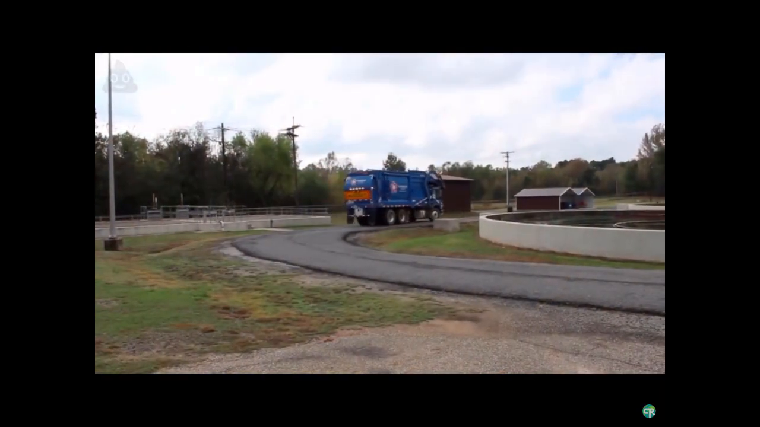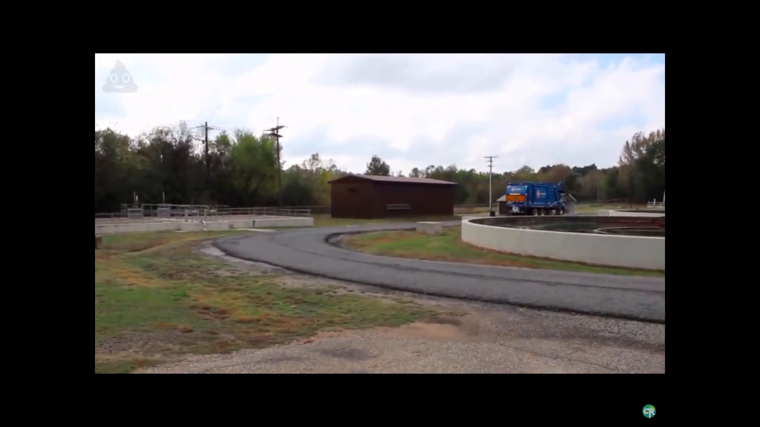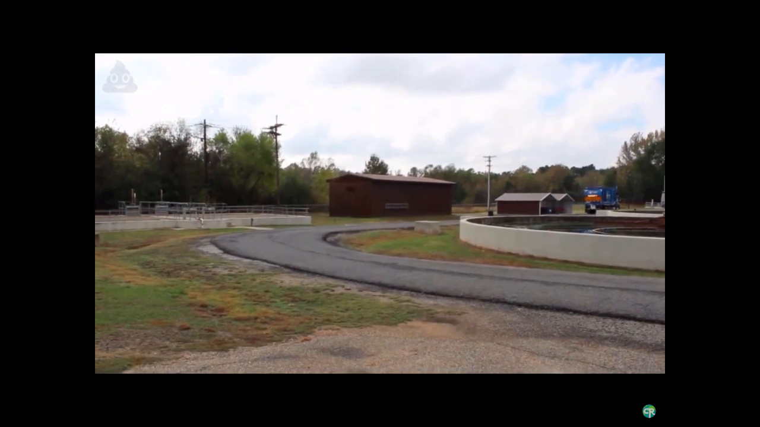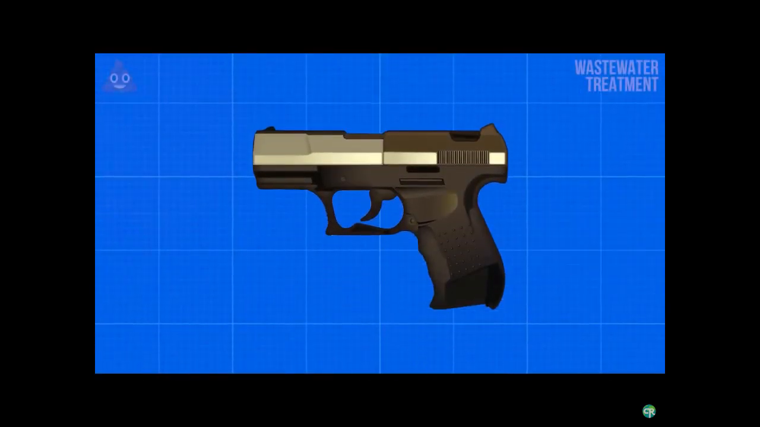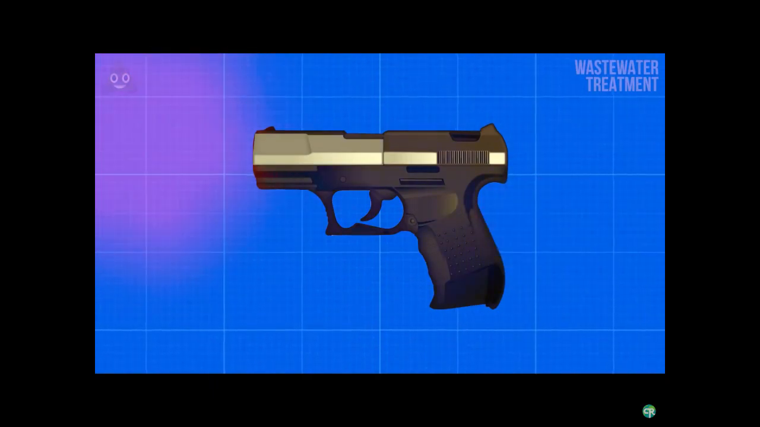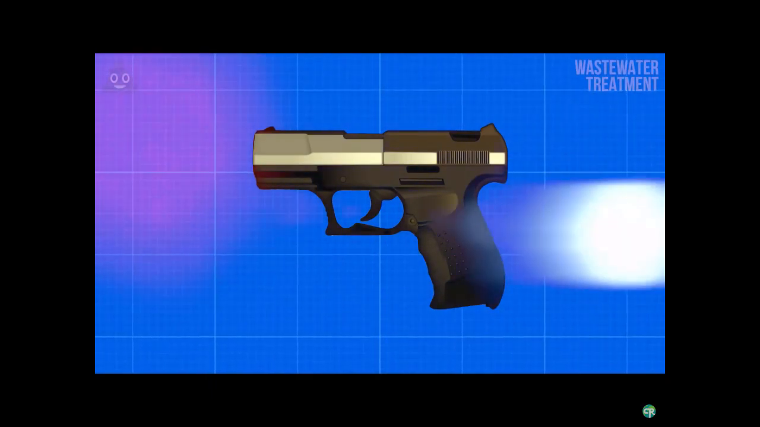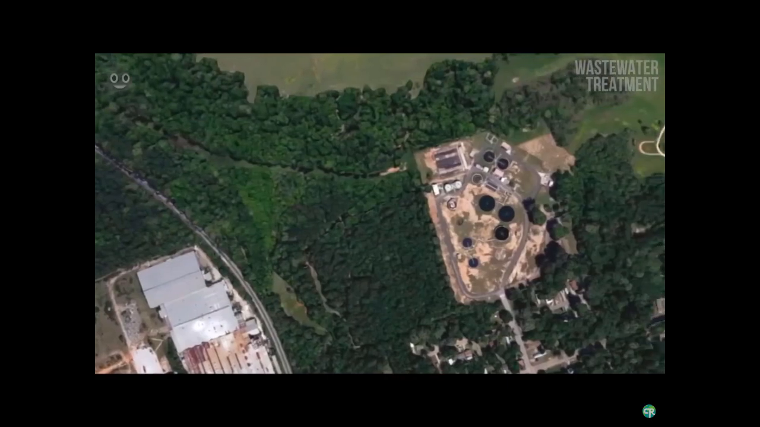Whatever is removed from the bar screens is then sent off to your average landfill or solid waste handling facility. Or, in the case of unusual items such as guns, they're sent off to the evidence locker in a police station to be investigated. Next up is the grit chamber. Grit chambers are the next steps in the pre-treatment process following bar screens.